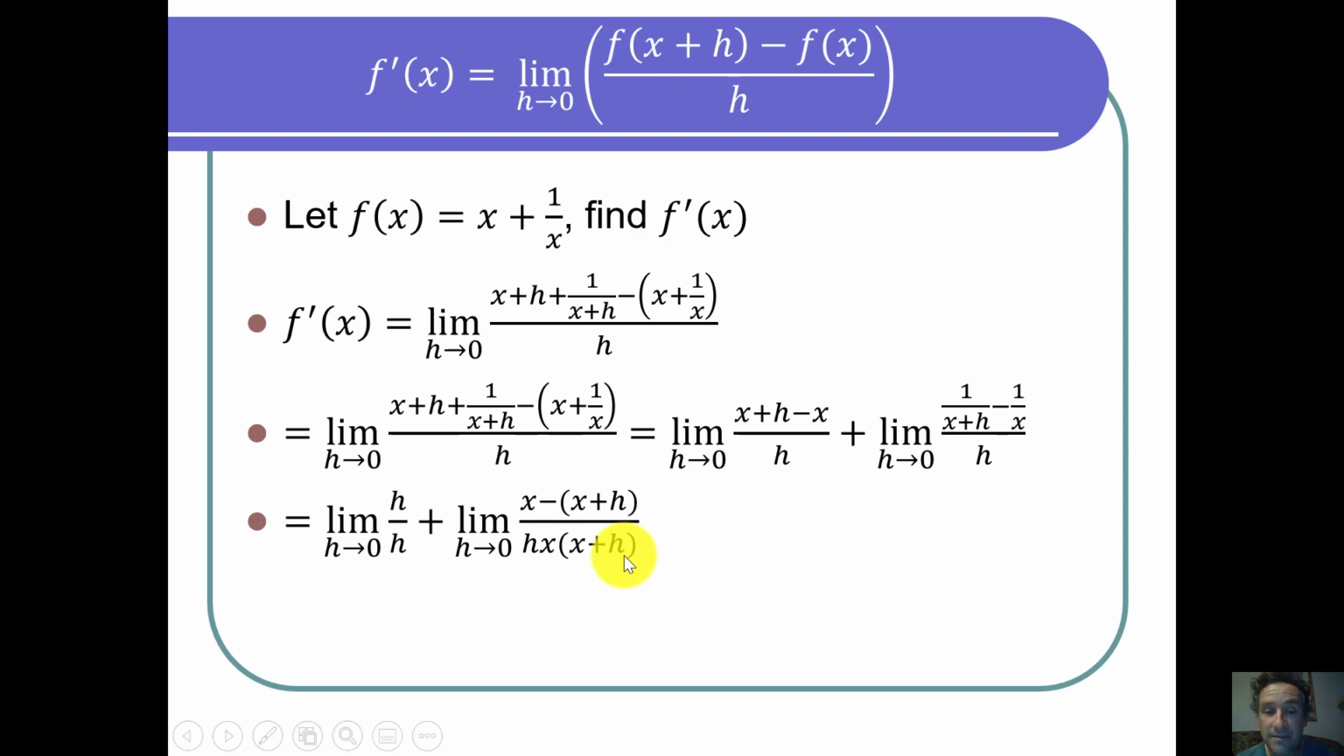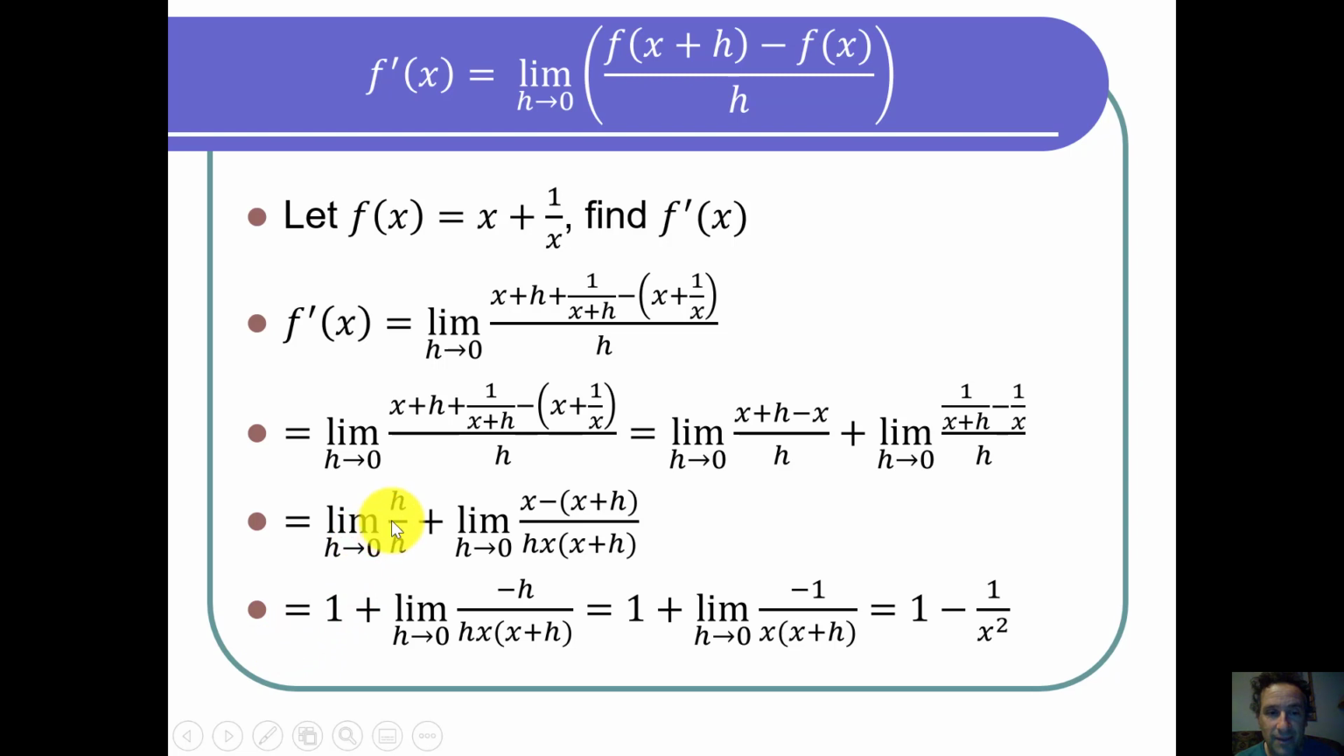All right, now we simplify. So we have an x minus x, that's 0, and then we have a negative h. So what we get is first h over h is just 1, and that limit is 1. And then limit as h goes to 0, now we have a negative h over h times x plus h. The h's cancel here. And what we're left with, we still have this 1. And then we have plus the limit as h goes to 0. The h's cancel, and the numerator becomes a negative 1. And the denominator becomes x times x plus h. Remember, once you cancel, that's when you plug in.